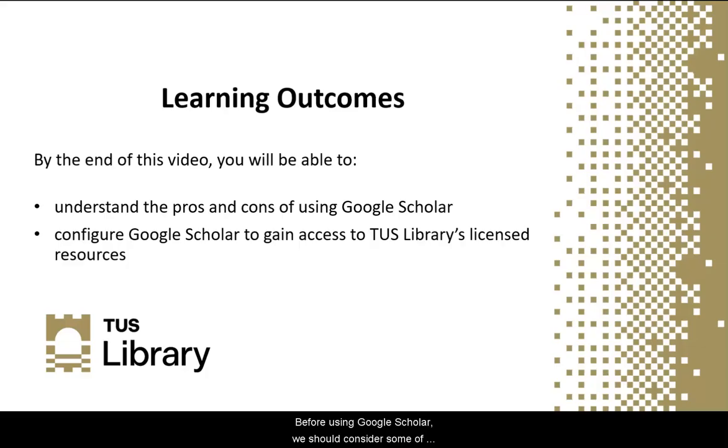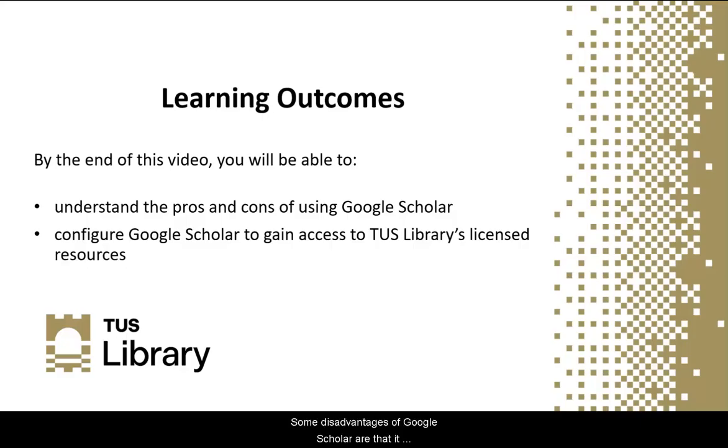Before using Google Scholar, we should consider some of its pros and cons for your research. So some advantages of using Google Scholar are that it can be very useful to find books, articles, grey literature such as conference proceedings, and other types of resources that may not be included in the library's databases. It's also free and it's relatively easy to use, and it can be a useful complement to the existing library databases.